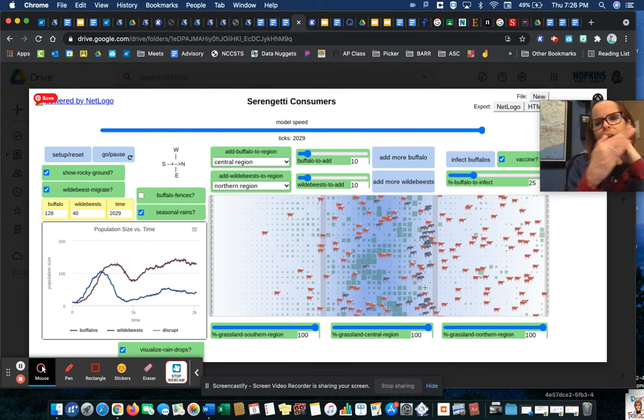They're moving backwards and forwards across the plains with the rains, whereas the buffalo pretty much stay put. They move around a little bit, but they don't migrate with the rains. So is there something about migrating? Look at the wildebeest, everybody. Look at where the wildebeest are compared to what the buffalo look like. Why is the disease affecting the wildebeest so much more than it's affecting the buffalo?